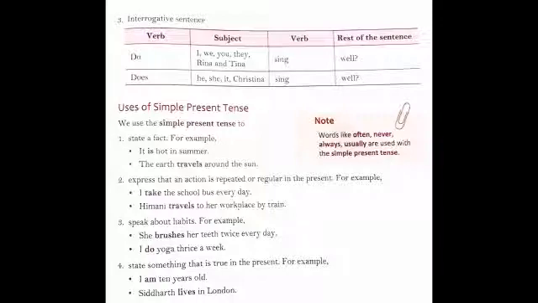State something that is true in the present. For example, I am 10 years old. It is a fact or a truth that you are 10 years old. Siddharth lives in London. This is a fact that presently Siddharth lives in London. And always remember, with I as the subject, you use am.